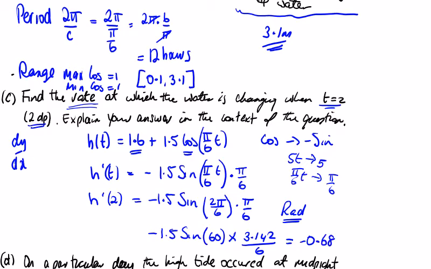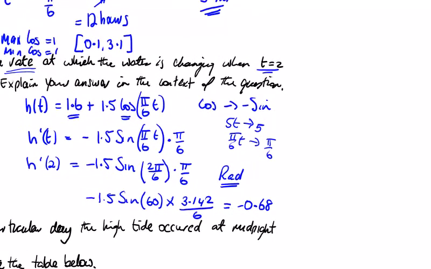These real project maths questions, well, explain your answer in the context of the question. So this means the water is going down. So what is it going down by? 0.68 meters per hour. We're dealing in hours here. So the water is going down. You could write that. The water is going down at 0.68 meters per hour. And that's when t is equal to 2, or 2 hours after.